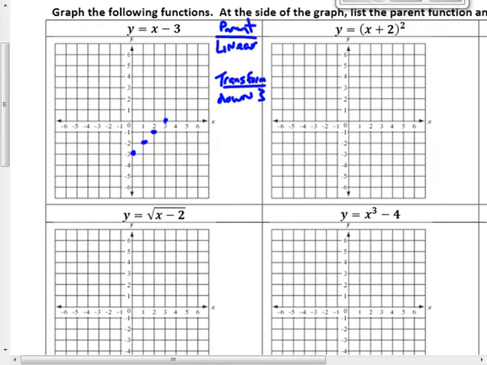But what I want you to think about is that this is just a straight line that transformed, went down 3. It started as this straight line idea that just went down 3. That's all that happened. And so then when I move on to the next one, I look for, what is the parent here? And this is a quadratic.